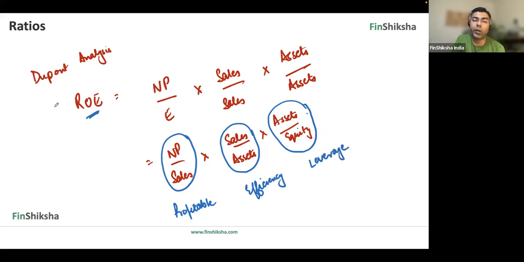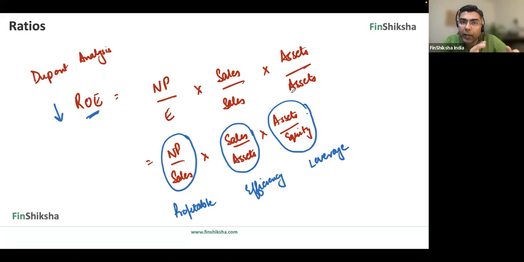If return on equity is going down, you have to check which of these is pulling it down. If return on equity is going up, you have to check which of these is pulling it up. If assets upon equity is taking it up, it is possible a company borrowed a lot of money that resulted in return on equity going up in the short term. That may not necessarily be good.